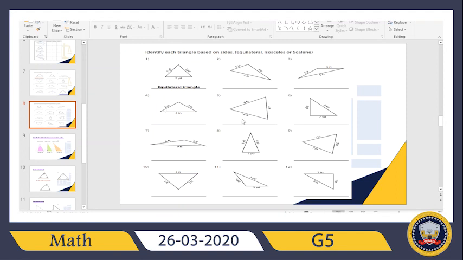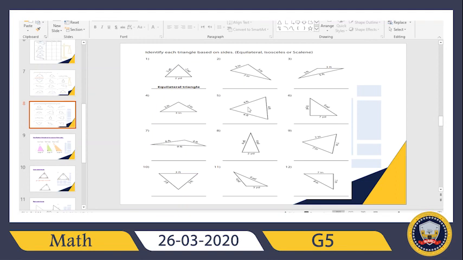What about number 5? Here all the sides are equal to 4 feet. First side 4 feet, second side 4 feet, and the third side equals 4 feet. So all the sides are equal in their length, right? So this triangle is an equilateral triangle, right?